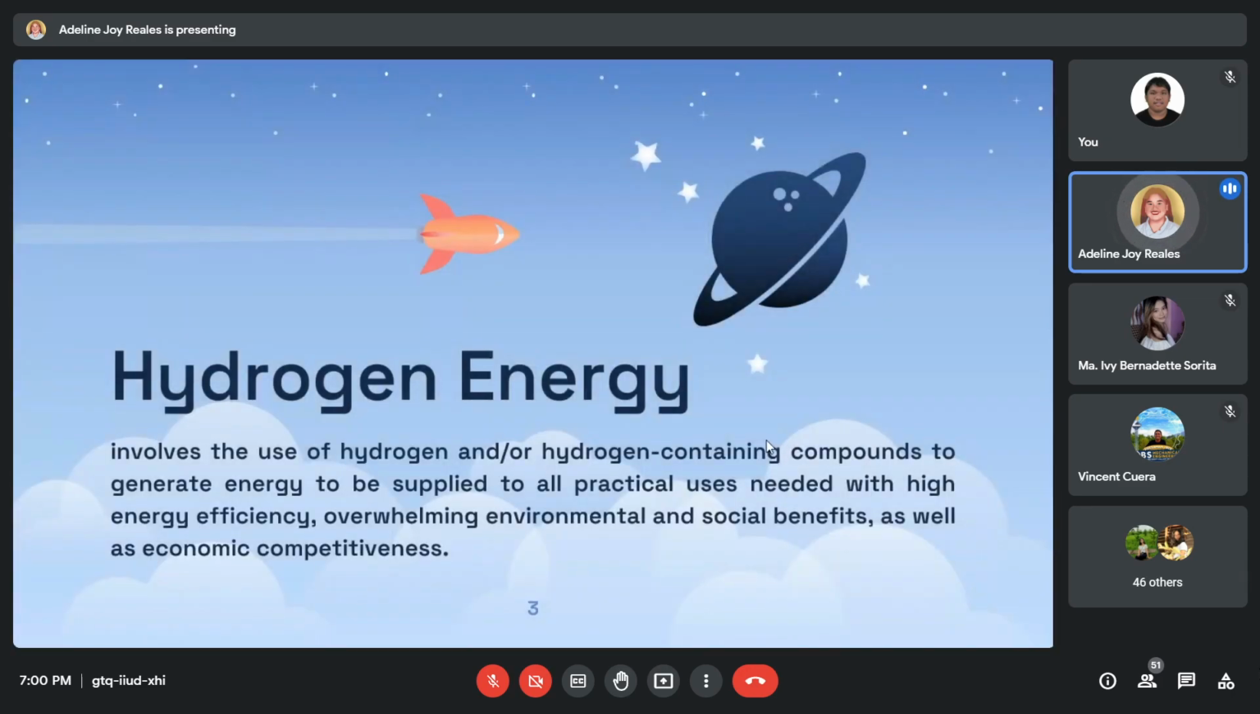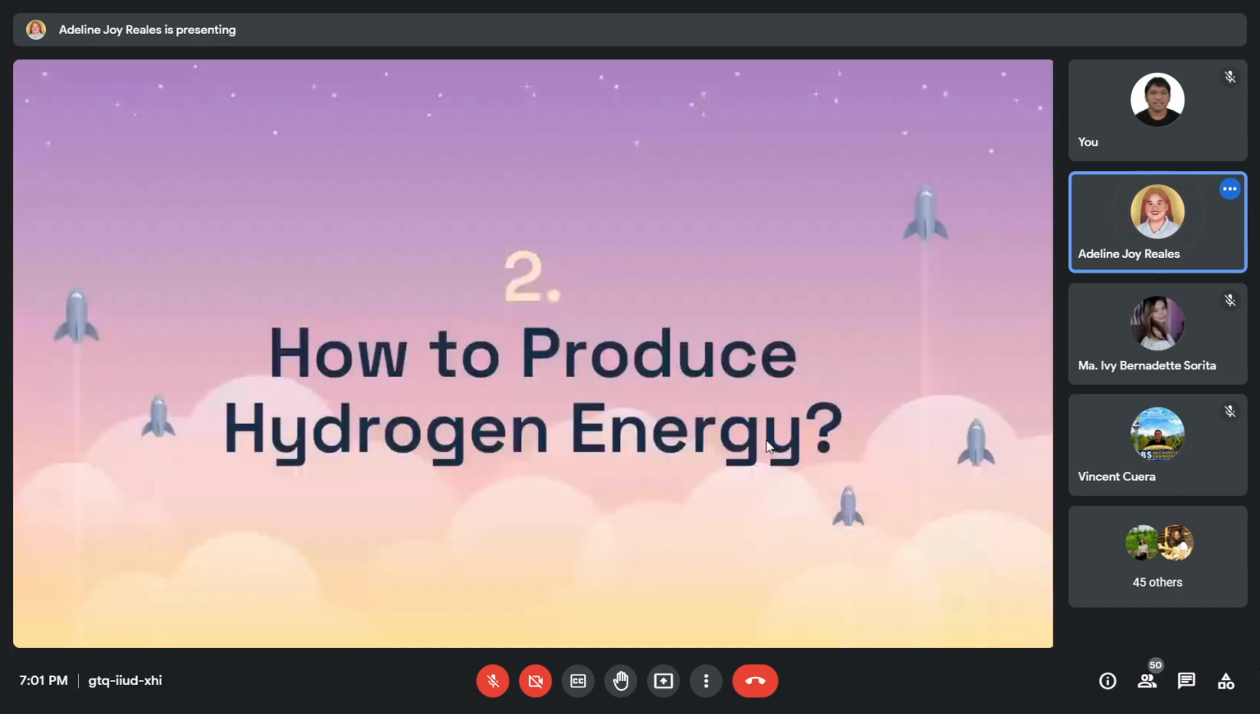Hydrogen energy, as you can see, involves the use of hydrogen and or hydrogen containing compounds to generate energy to be supplied to all practical uses needed with high energy efficiency, overwhelming environmental and social benefits, as well as economic competitiveness. Simply put, hydrogen energy is another alternative energy source that uses hydrogen and or hydrogen containing compounds.